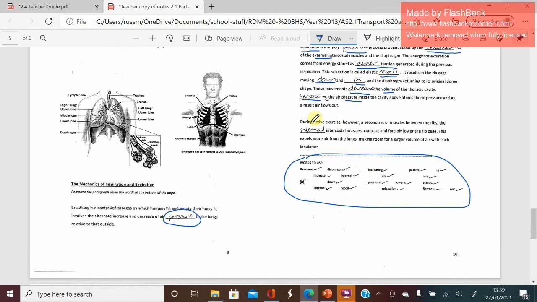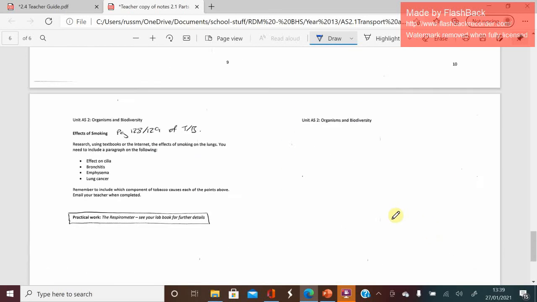Okay. During active exercise, though, and this is the important bit, however, a second set of muscles called the internal intercostals, they contract, and that forces your rib cage down and in faster, further, and therefore you expel more air from your lungs, taking away more carbon dioxide and allowing more to get in as well. Okay, so that's it a little bit on page 10.